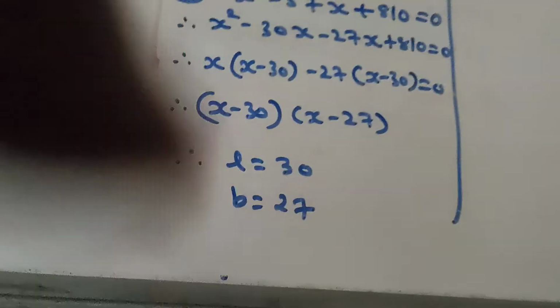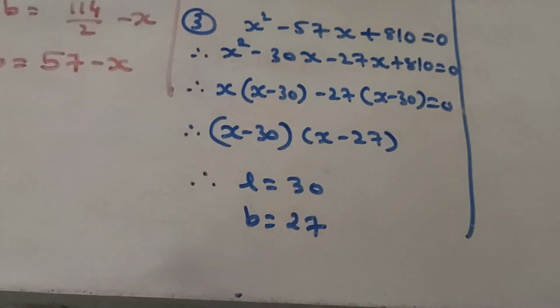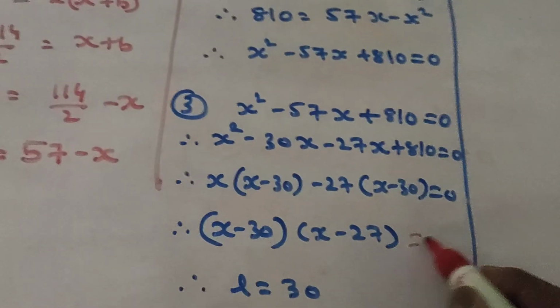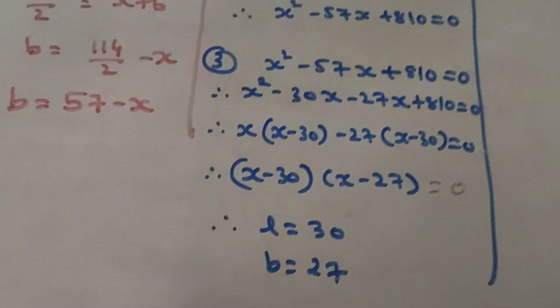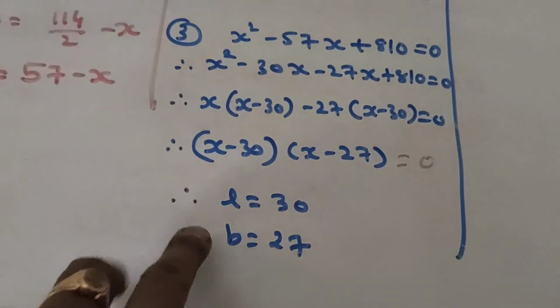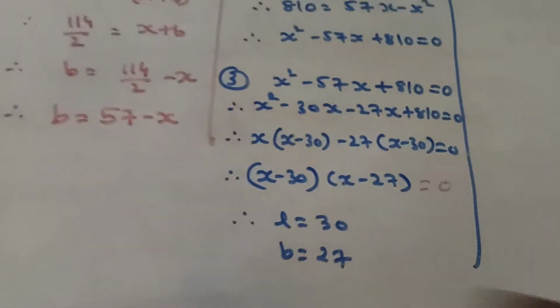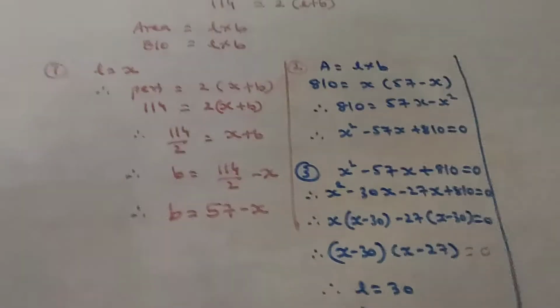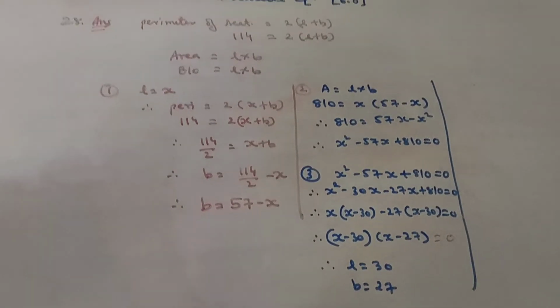One thing I forgot to mention, that is here it is going to come 0. So here it is equal to 0. So then applying zero product, we get L is equal to 30 and B is equal to 27. I hope you understood. Let us move on to sum number 29.